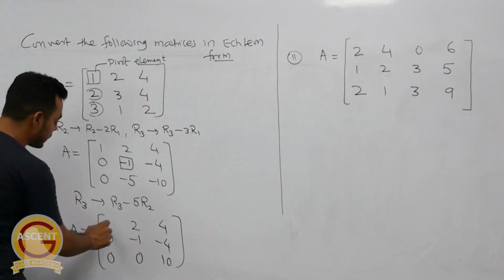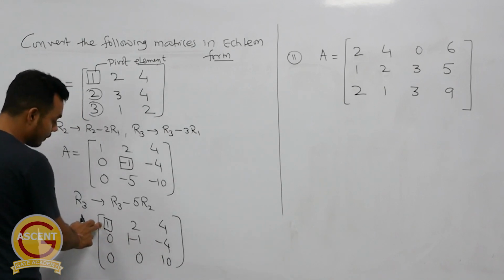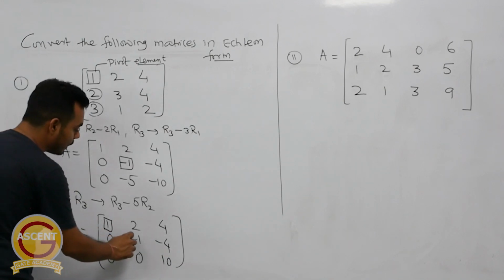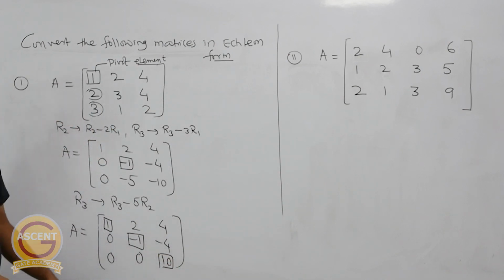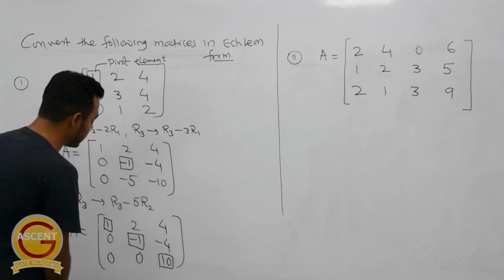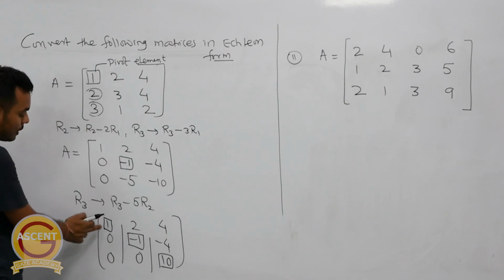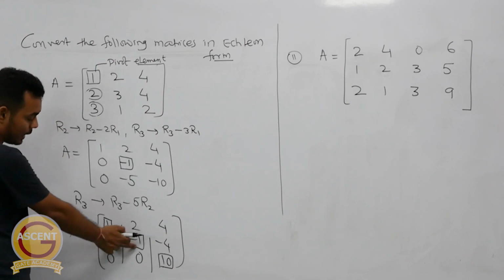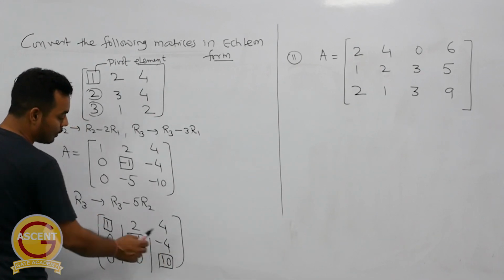Now you can see that this is our first pivot element minus 1. So this is the first leading entry, first non-zero entry. Then this is our second leading entry, and this is our third leading entry. Leading entry means first non-zero entry. Now the definition of echelon form was that each leading entry is to the right side of the leading entry in previous row. So this is our first leading entry. Second leading entry is on the right side of the leading entry in first row, and the leading entry in third row is to the right side of the leading entry in second row.